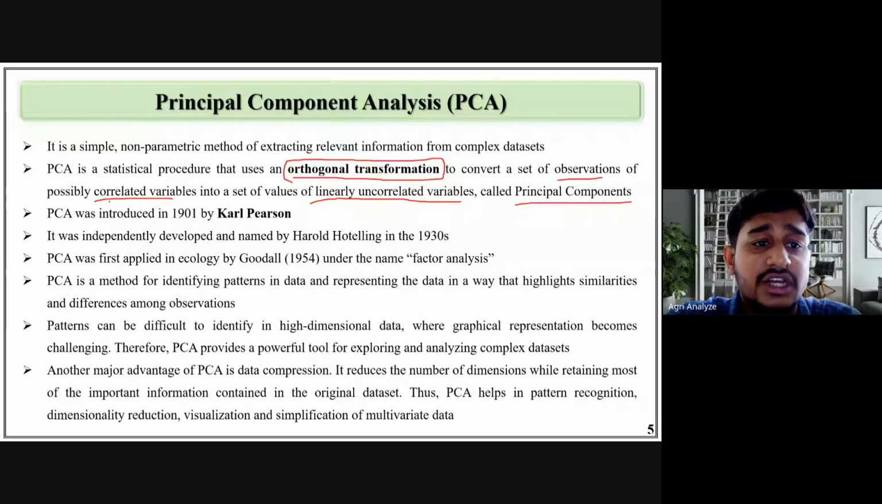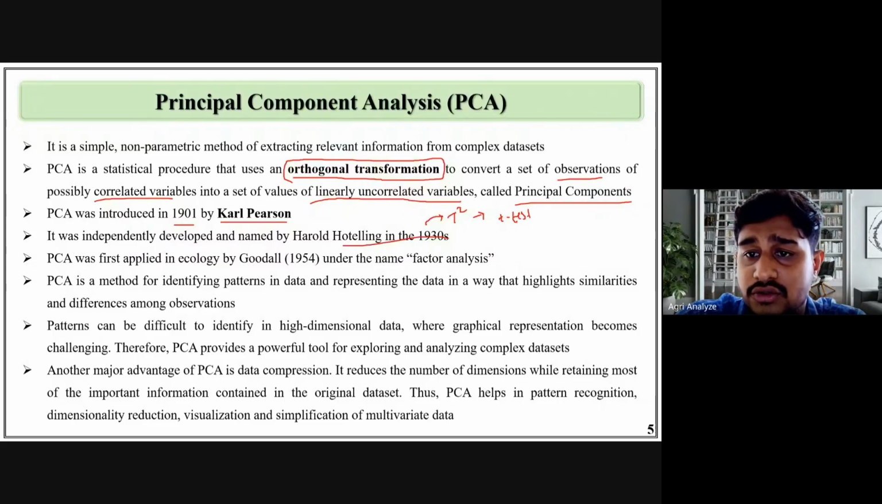This technique was first introduced by Karl Pearson in 1901. It was independently developed and named by Harold Hotelling in 1930. Hotelling also gave other techniques like Hotelling's T-square, which was an extension of the t-test. This t-test is used for univariate or bivariate data, while Hotelling's T-square is used for multivariate data.